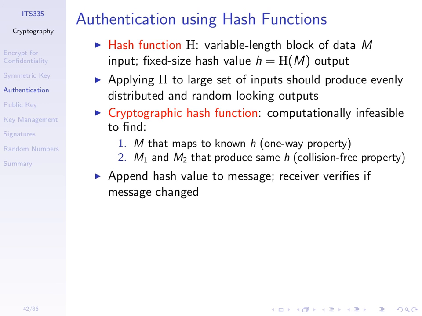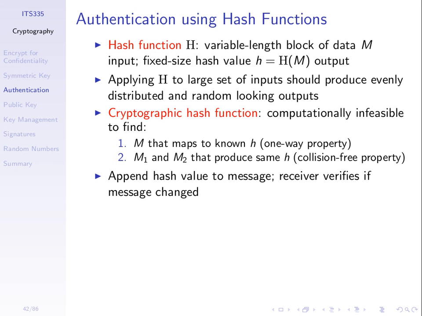We say a hash function takes a variable length block of data, M, as input, and the function returns a fixed size hash value, lowercase h denoted there. So the hash function, uppercase H, takes a message as input, any length message, and as an output returns a fixed length, usually small, hash value. The hash value is sometimes called a digest or even just a code. We'll often use uppercase H for the hash function, and it's a little bit confusing, the hash value, or simply the hash, the lowercase h.